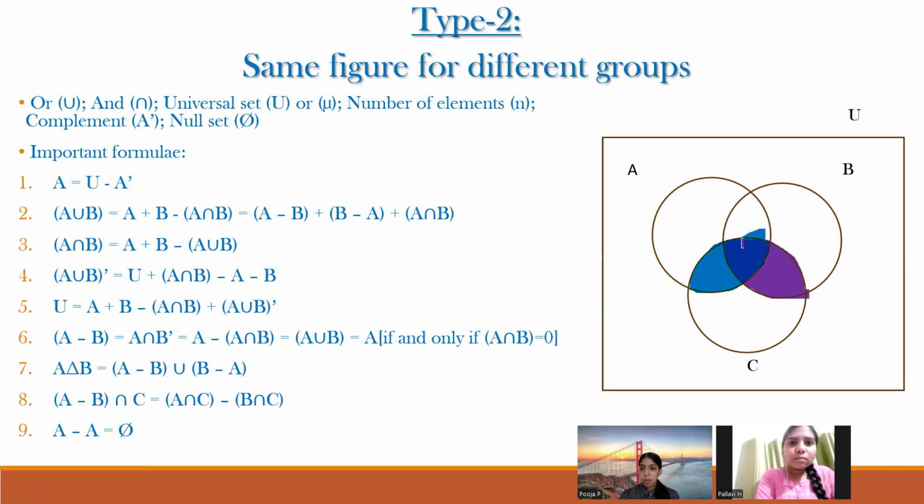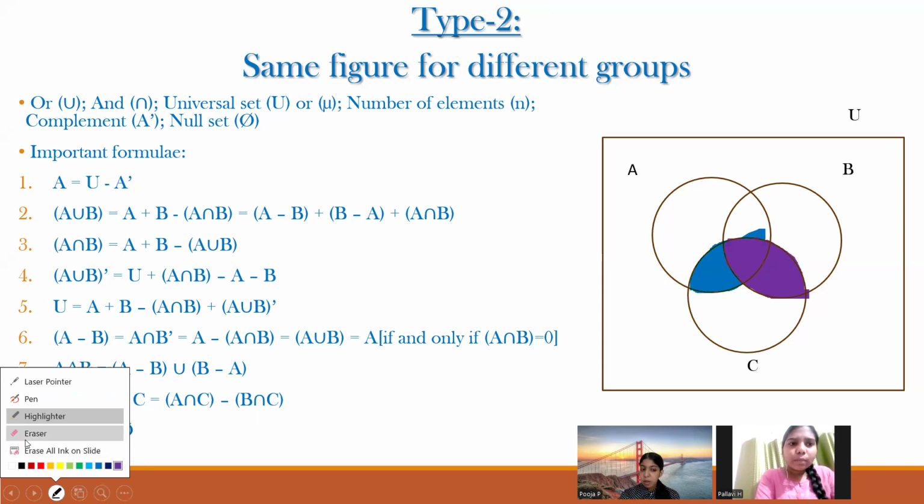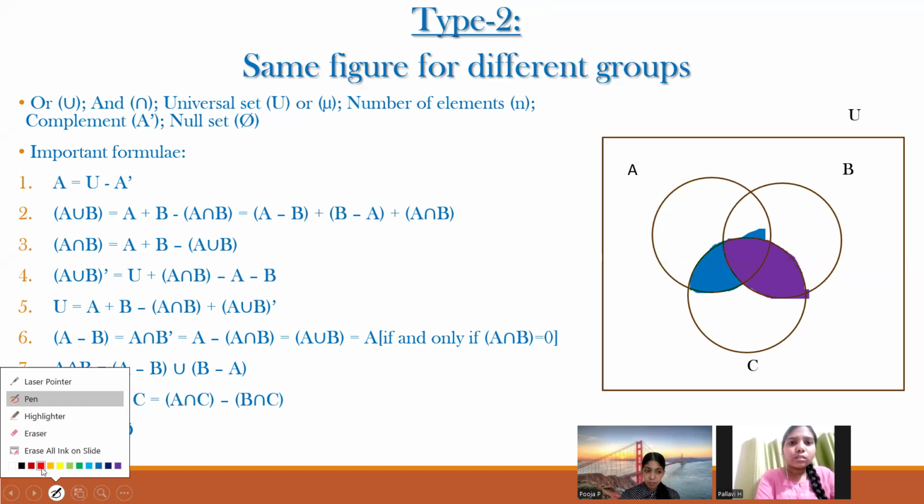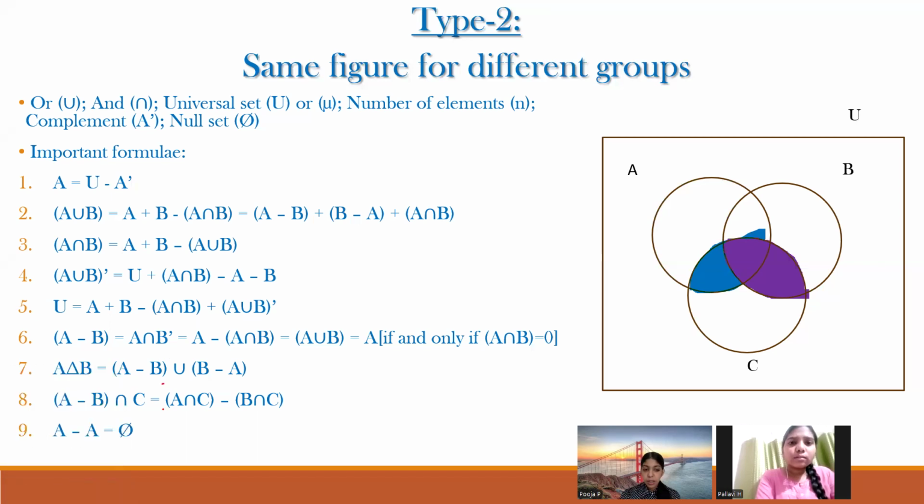Okay. So what have they told here? A intersection C, difference this one, B intersection C. So A intersection C, difference B intersection C. So what does this mean? All that belongs to A intersection C, but should not belong to B intersection C. This belongs to A intersection C, but does not belong to B intersection C. Correct. This is again A intersection C, but not B intersection C. Correct.